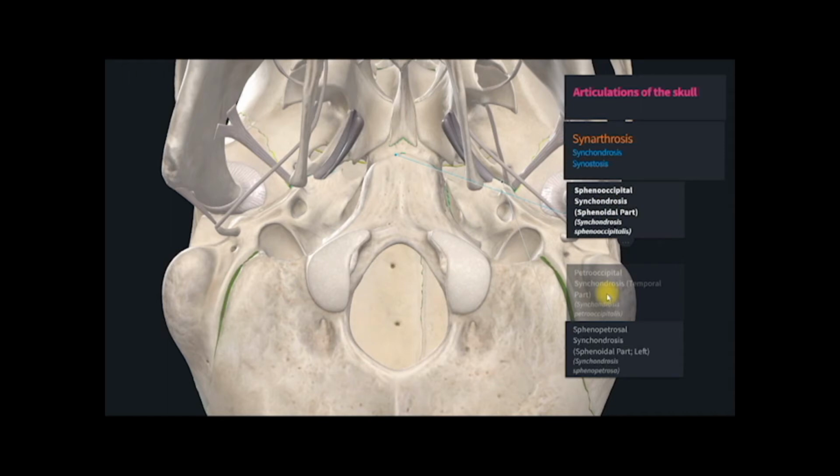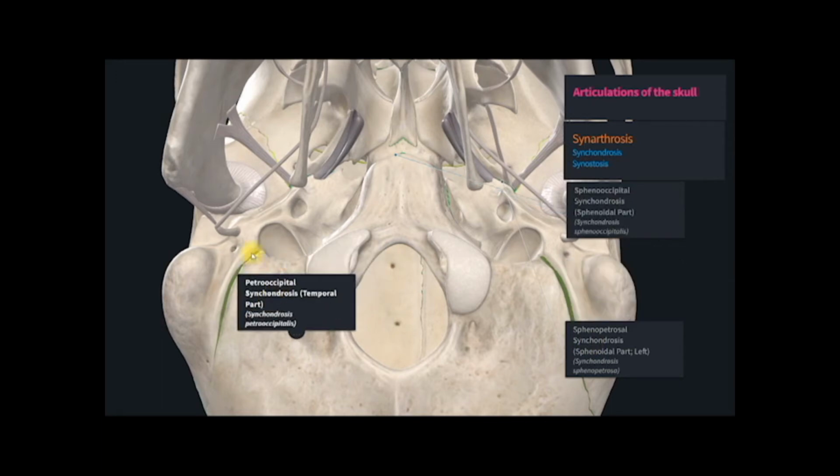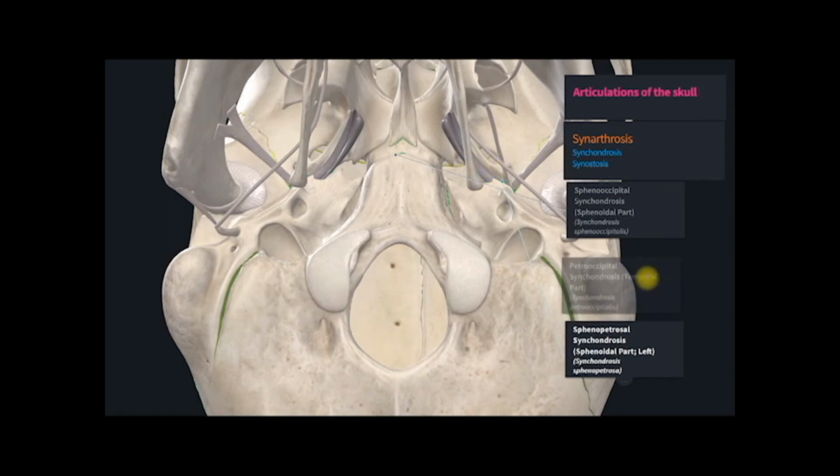The second example of synchondrosis on the skull is permanent, present here as petro-occipital synchondrosis. Petro-occipital synchondrosis is between the petrous part of the temporal bone and the lateral parts and basilar part of the occipital bone in the region of the jugular foramen, and sphenopetrosal in the region of the foramen lacerum, between the sphenoidal bone and the temporal bone.